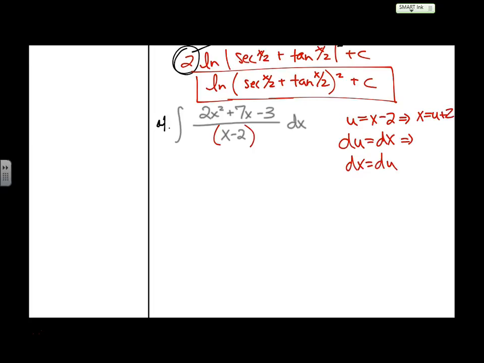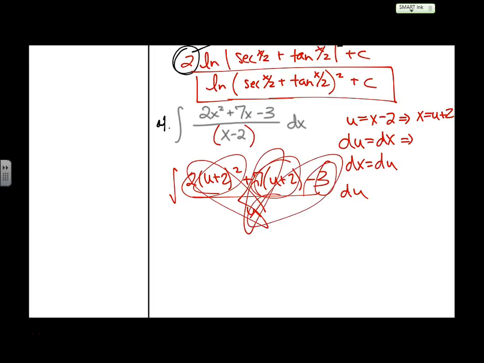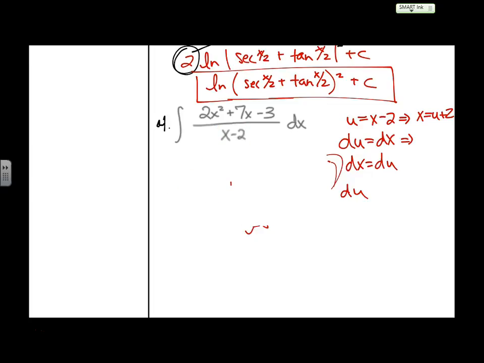Ooh, thank you. Then I would go plugging in. I would get 2 times u plus 2 quantity squared plus 7 times u plus 2 minus 3 all over u du. How fun does that look? Yay! Could we FOIL and multiply and distribute and then combine like terms, then do lots and lots and lots of hard methods? Yes. Do you want to see an easier approach and the thing that I want you to always see whenever you see an improper fraction?